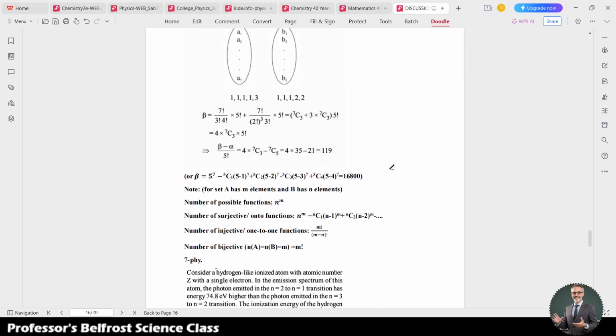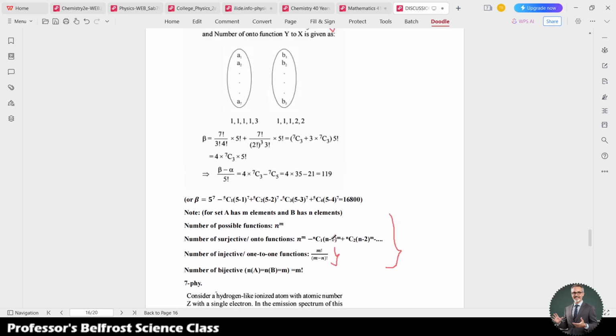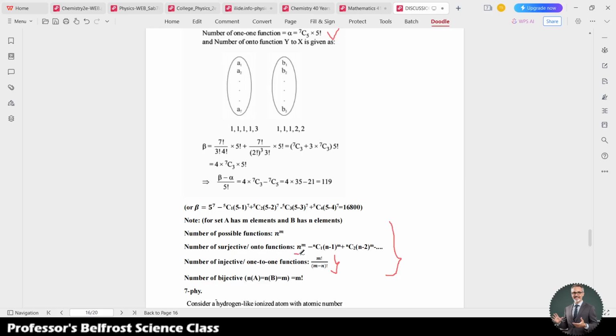Okay, actually we have the formula here I want to show you. The number of possible functions is n to the power m, and for injective it is this. You can see this is the combination shown above. For surjective, you use this to solve it, or you may follow this. Actually it means the same thing as solving with this formula. This is beta, from the book, and this is the one that I solved. So you can get the answer that (beta minus alpha) divided by 5 factorial is 119.